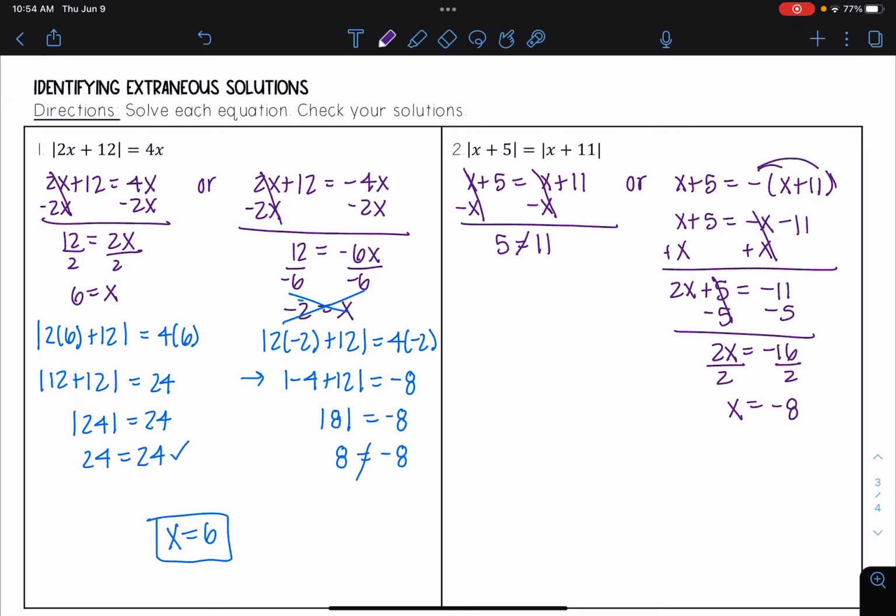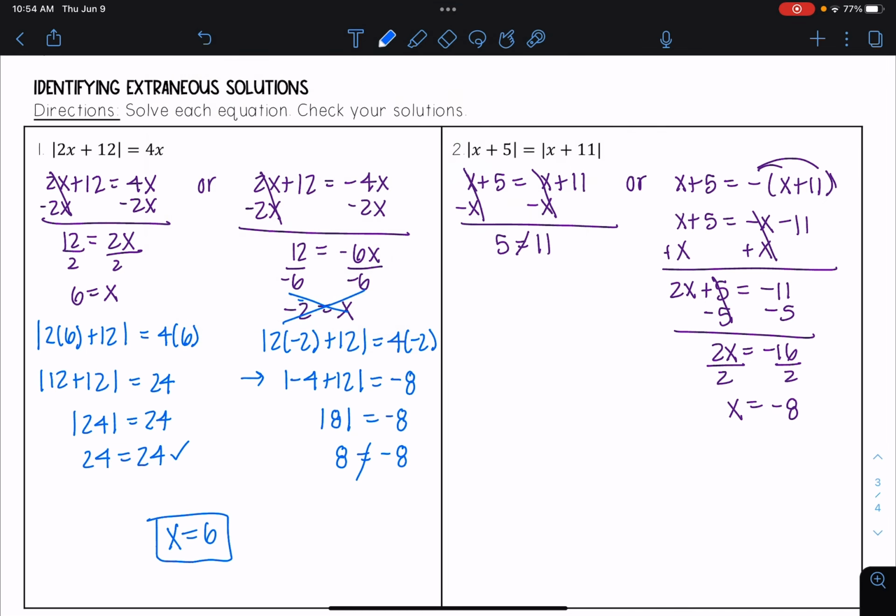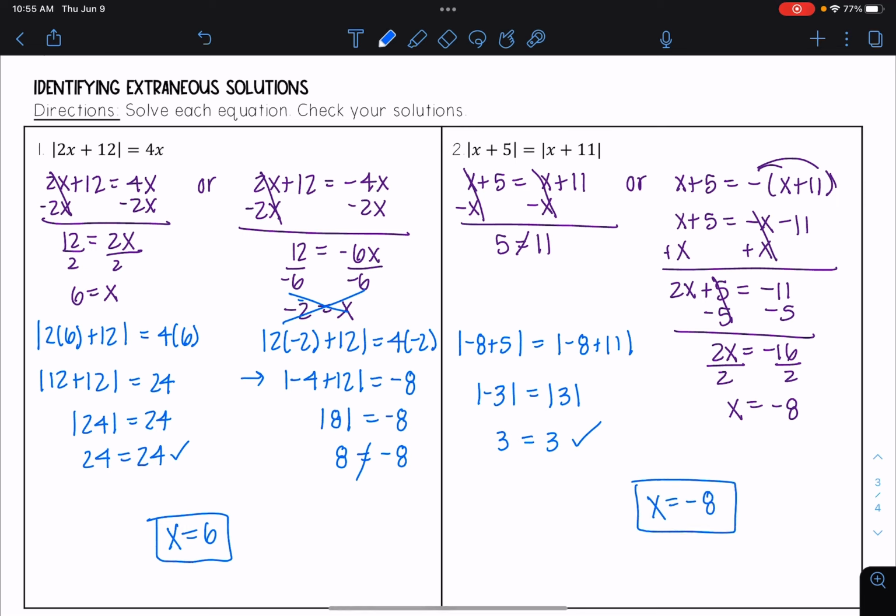So this one apparently looks like it only has one solution, but of course we know that extraneous solutions are possible. So I'm going to go ahead and plug negative 8 back in to my equation. So I have the absolute value of negative 8 plus 5 is equal to the absolute value of negative 8 plus 11. Negative 8 plus 5, I get negative 3. Negative 8 plus 11, I get 3. And when I take the absolute value of negative 3, I get a positive 3. When I take absolute value of 3, I get 3 as well. So it checks out. So my answer here is x equals negative 8. So here we see that we ended up just having one solution as well.